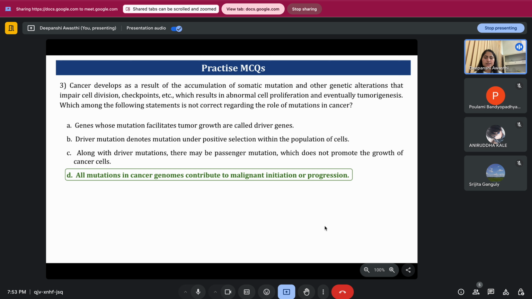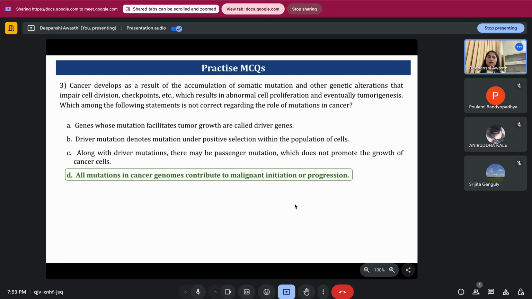So yeah, the correct answer is that all the mutations in cancer genomes contribute to malignant initiation or progression. Although there are multiple mutations which might be observed in cancer, that doesn't mean all those mutations are contributing to the malignant nature of cancer. There are some mutations which might be a byproduct, because in cancer some genes will be affected, and some sequences might have undergone change. Due to that change, everything is impaired.